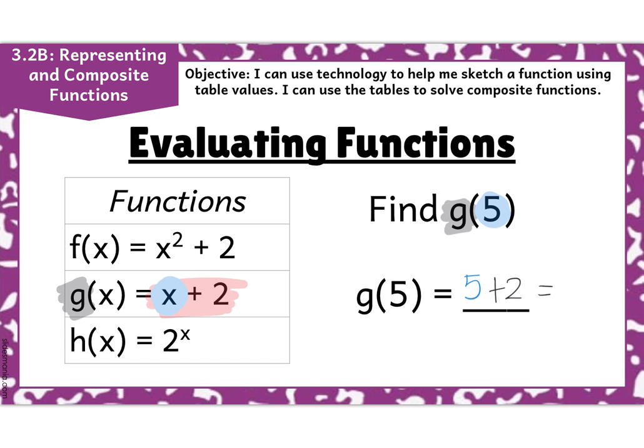So 5 plus 2 is 7. So g of 5 is equal to 7. 7 is the output. So that is my input, 5, and 7 is my output, which can also be represented as x is equal to 5 and y is equal to 7.